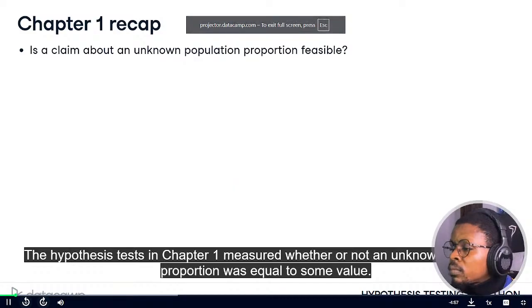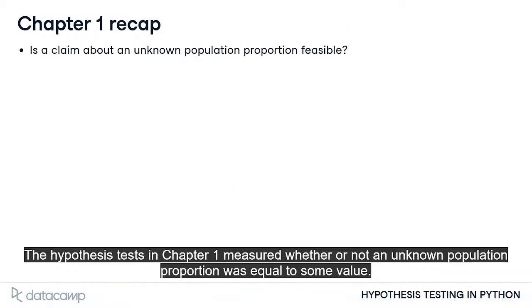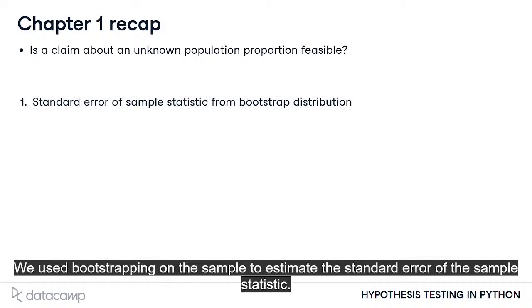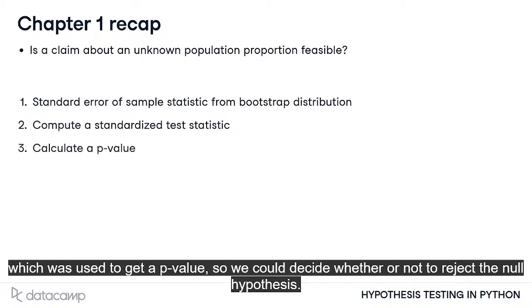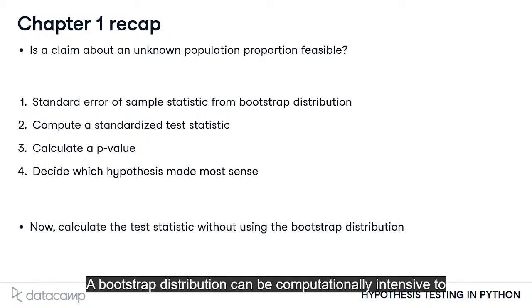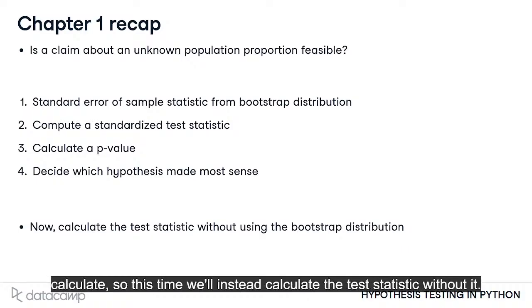Chapter 1 measured whether or not an unknown population proportion was equal to some value. We used bootstrapping on the sample to estimate the standard error of the sample statistic. The standard error was then used to calculate a standardized test statistic, the z-score, which was used to get a p-value, so we could decide whether or not to reject the null hypothesis. A bootstrap distribution can be computationally intensive to calculate, so this time we'll instead calculate the test statistic without it.